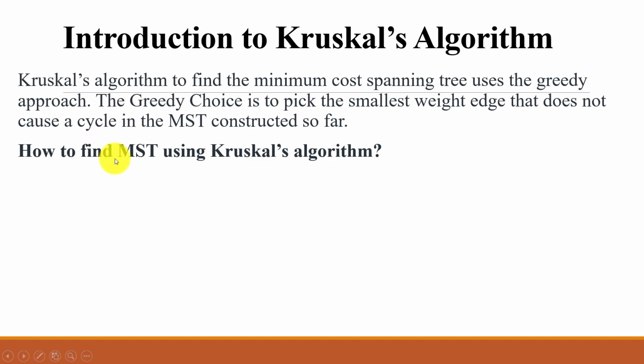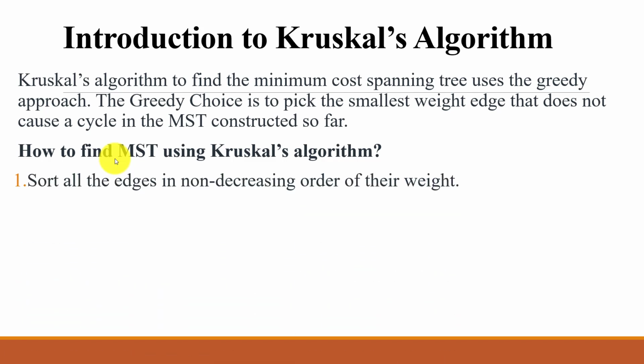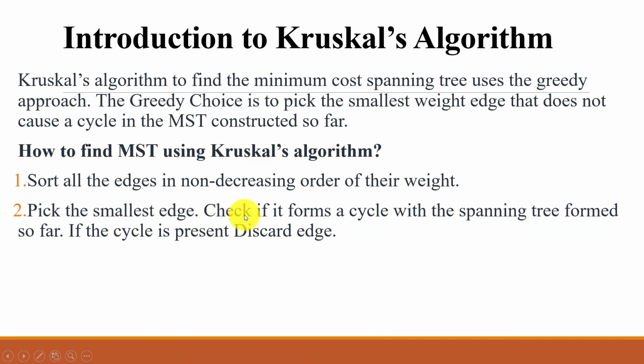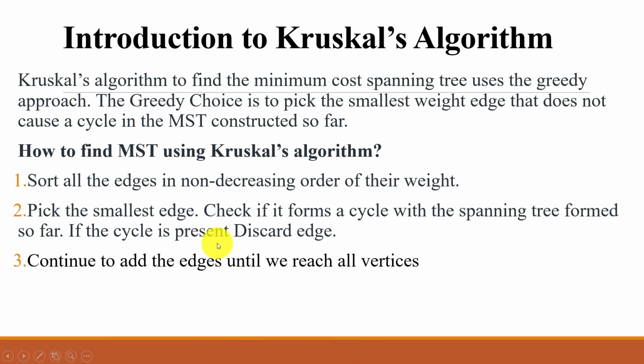Now let's understand the steps to find the minimum spanning tree by using Kruskal's algorithm. The first step is to sort all edges in non-decreasing order of their weight. As I want to find the minimum cost, I am going to select the very smallest edge first. So pick the smallest edge and check whether that edge forms a cycle in the spanning tree. If it forms a cycle, discard it. Otherwise, we add that edge, until we reach all the vertices.